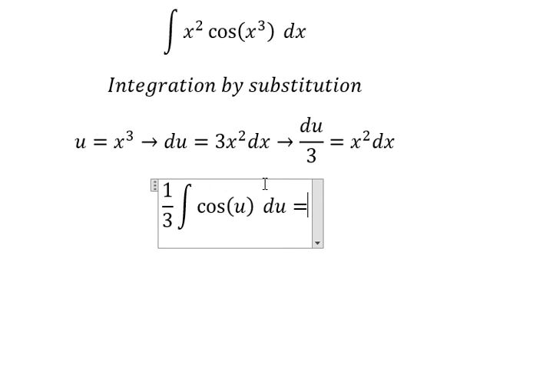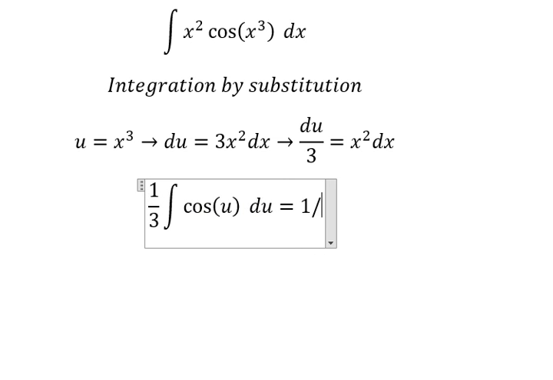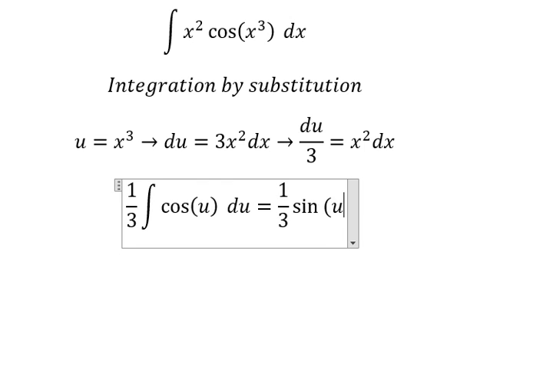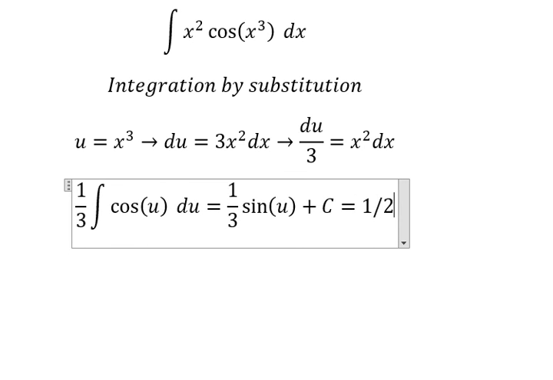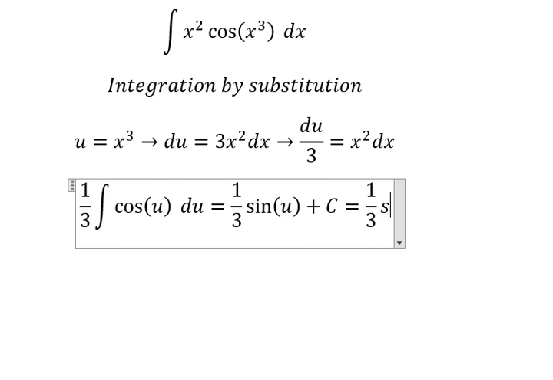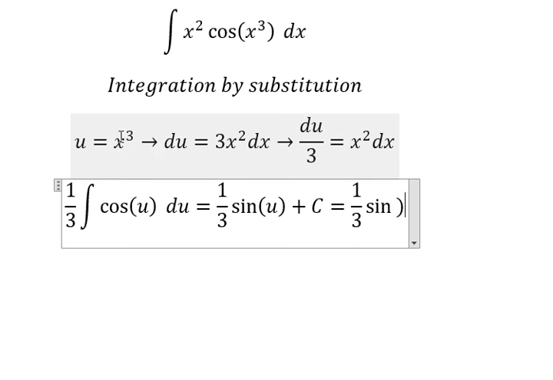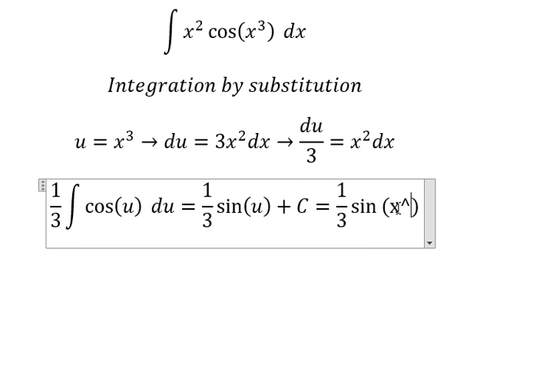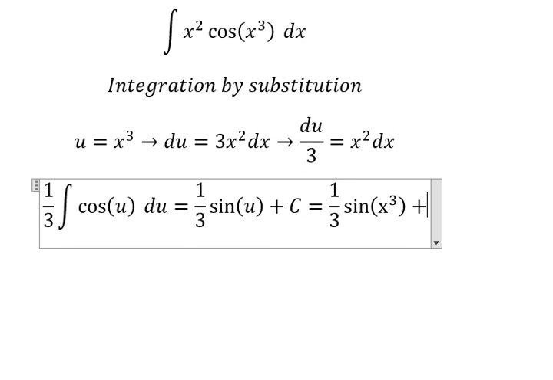The integration of cosine u is sine u. Then u we change back to this one, and that is x to the power of 3, and I will put plus c.